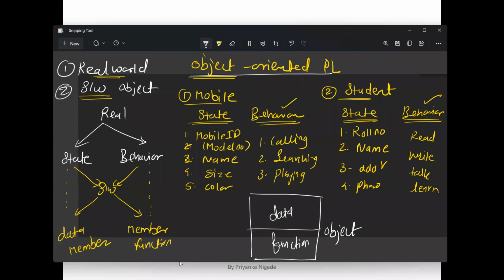In an object-oriented programming language, the main component is the object. Everything, whatever you can feel, touch, observe, that is called an object, which has some state and some behavior. So I hope everyone is clear on what an object is, correct?